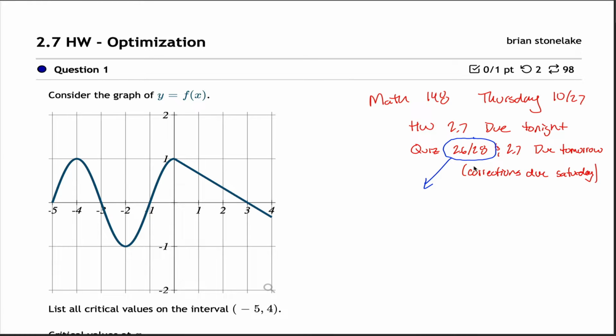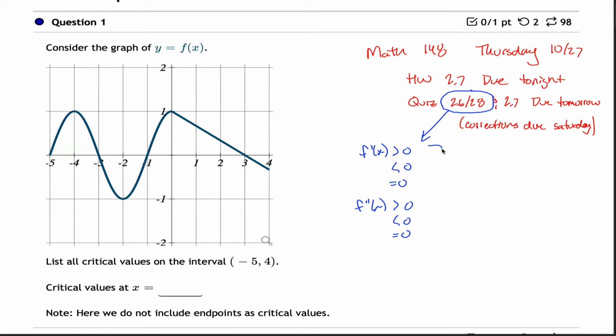But it'll cover kind of two sections, the homework from 2.6 and 2.8, which is the stuff that was due Tuesday. Really what I want you to do here is understand the first and the second derivative. So be able to identify when f prime of x is greater than 0, less than 0, or equal to 0. And when f double prime of x is greater than 0, less than 0, or equal to 0. And really, I want you to be able to do this two different ways.